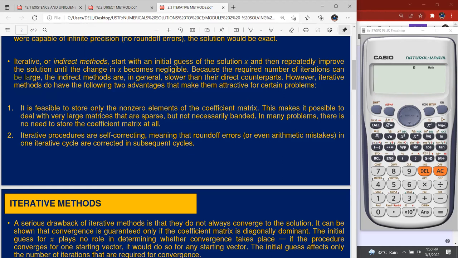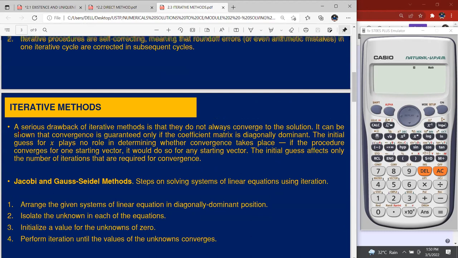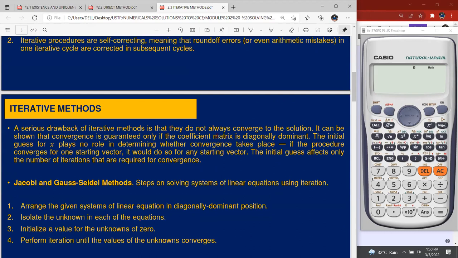It is feasible to store only the non-zero elements of the coefficient matrix. This makes it possible to deal with very large matrices that are sparse, but not necessarily bounded. In many problems, there is no need to store the coefficient matrix at all. Right? Okay. A serious drawback of iterative methods is that they do not always converge to the solution. Dili always to converge. Ang target nato sa iterative methods is dapat mo converge siya, meaning minimal na kayo ang changes sa mga solution.